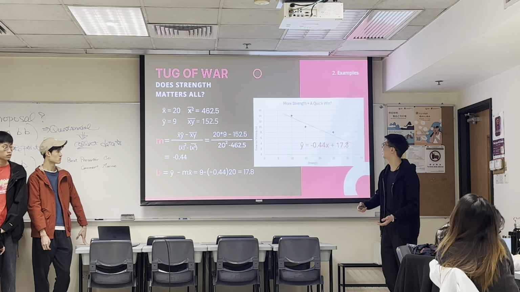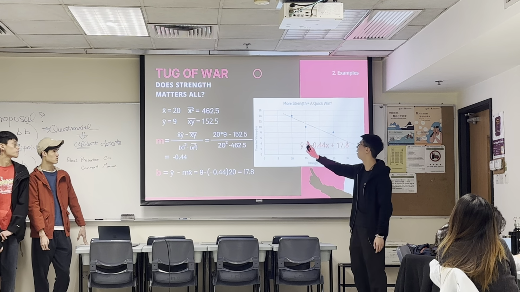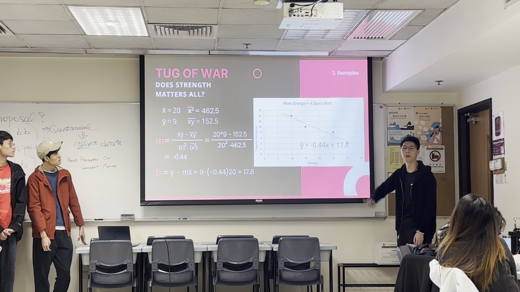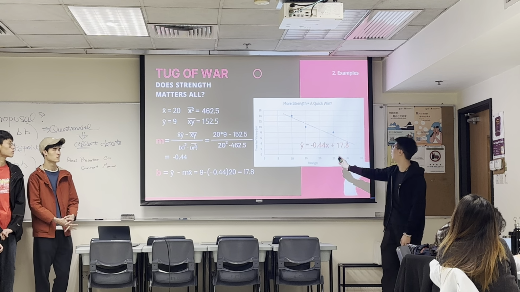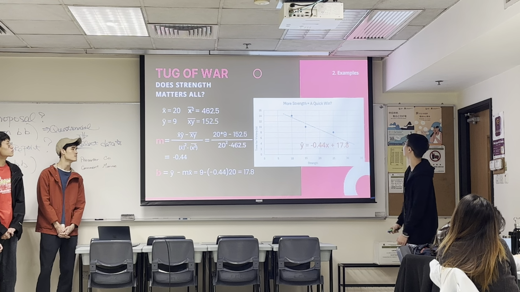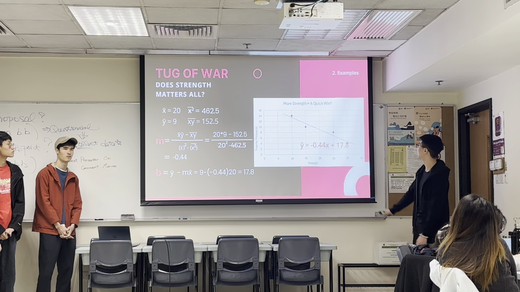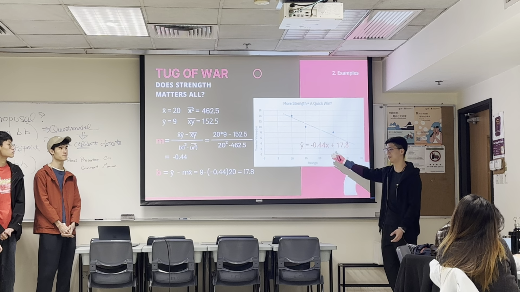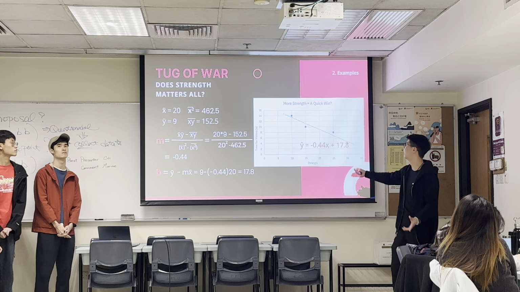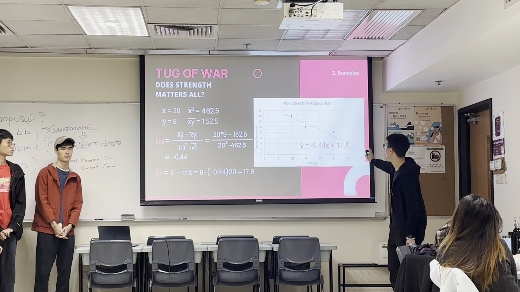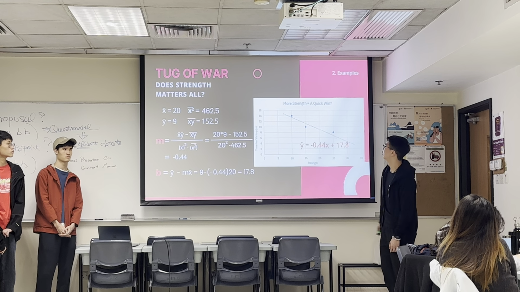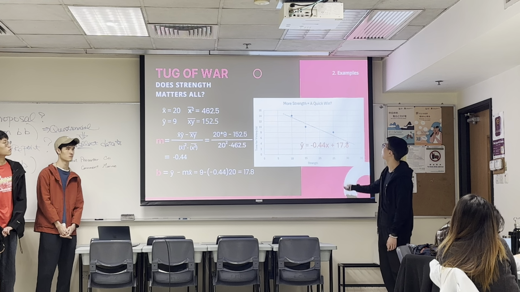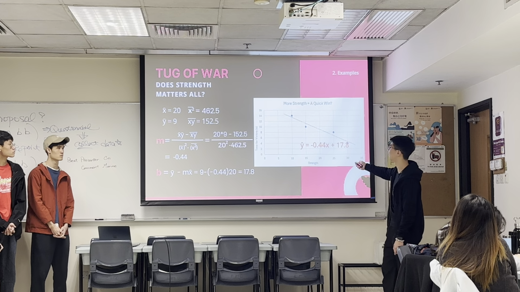Okay. And you got these 4 values, plug them in, and for the y-intercept, you get this formula: y = -0.44x + 17.8. So the slope is negative, of course a negative relationship. Technically, more strength equals less time of victory, which is obvious, right? So it boils down to this.